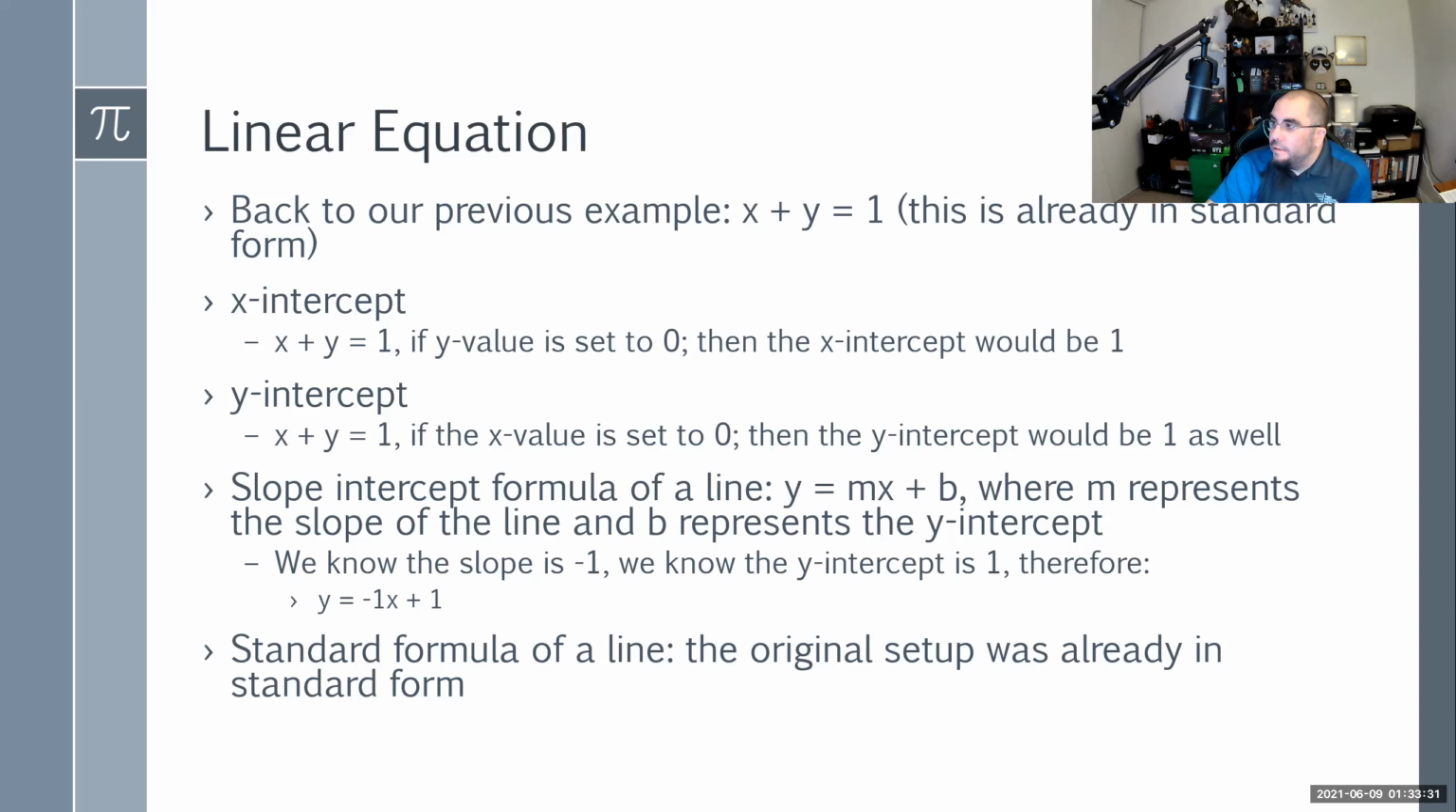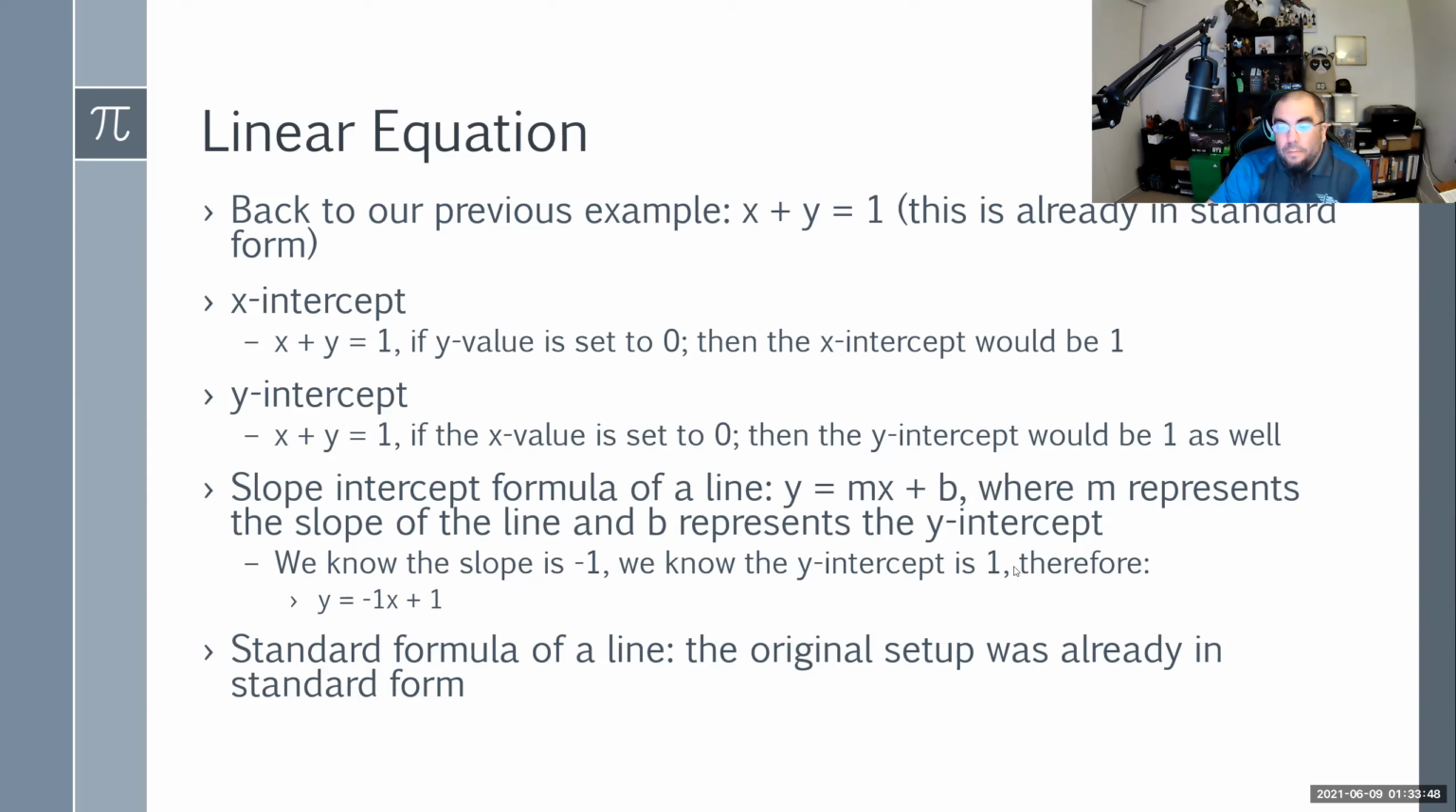In order to convert that to the x-intercept, we have to set the y value to 0. The x-intercept would be 1. So if we make y 0, x becomes 1, x equals 1. To get the y-intercept, we set the x to 0. Again, the y-intercept would be 1 as well.